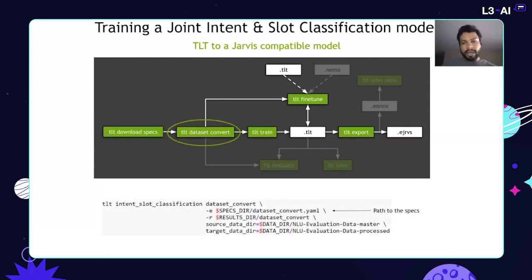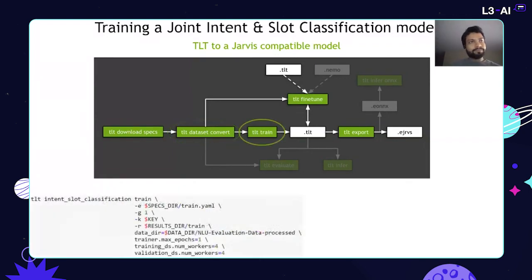For instance, here on your screen is the example to convert your data into a format that can be used for TLT training. You need to provide the path to the spec file, the source data directory, and the target data directory. And then you're all good to go, right?